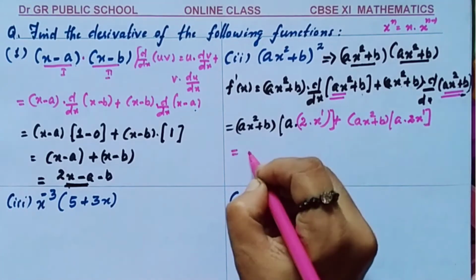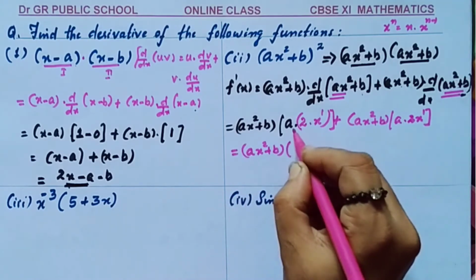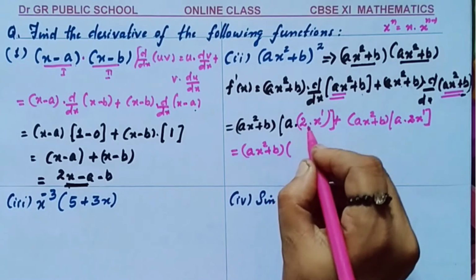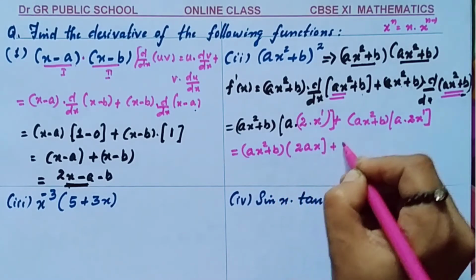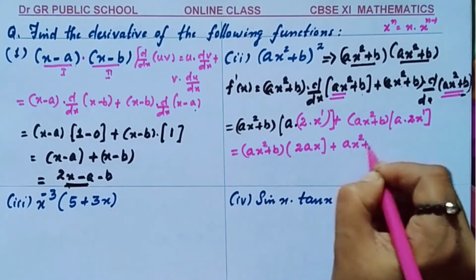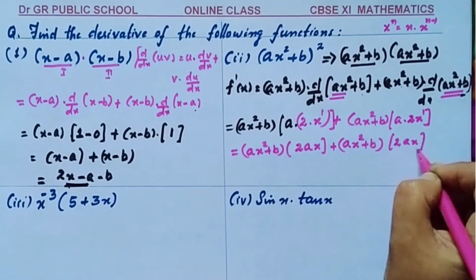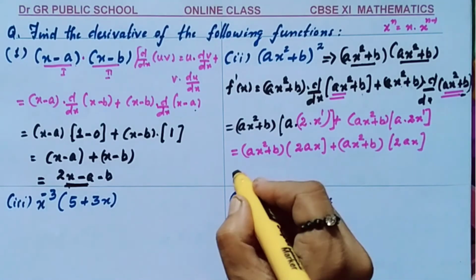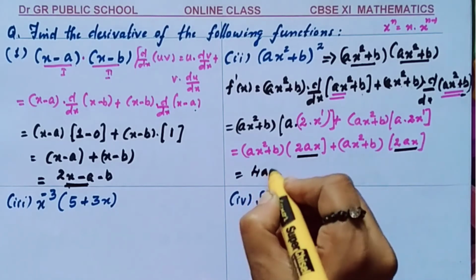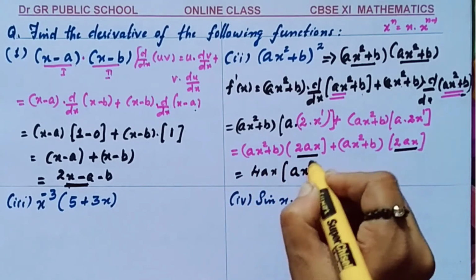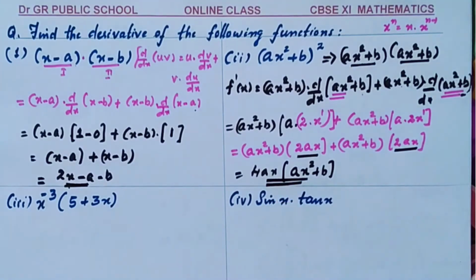So the final answer is ax square plus b into 2ax, a into 2 into x raised to 1, that is 2ax, plus again ax square plus b into 2ax. This we can take as how many times? 2ax plus 2ax is 4ax times ax square plus b. That is the answer. Make an arrangement alone.